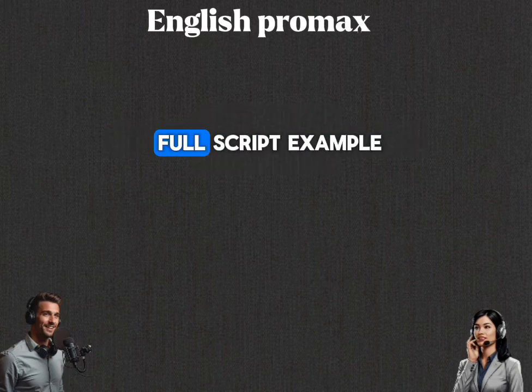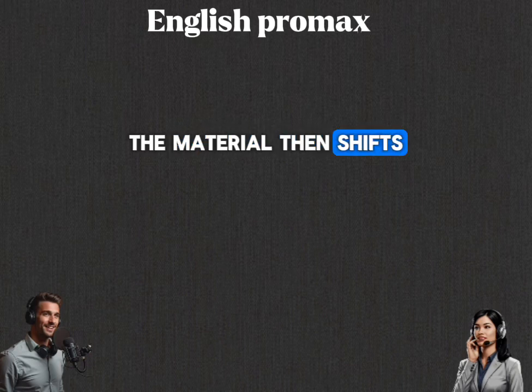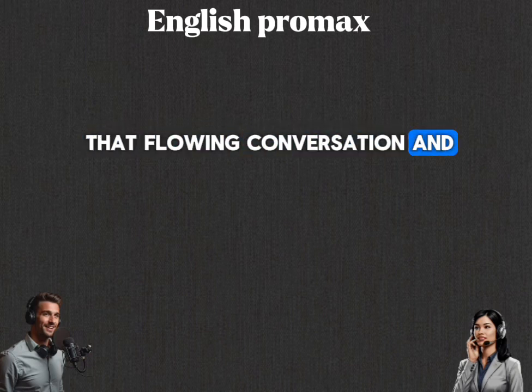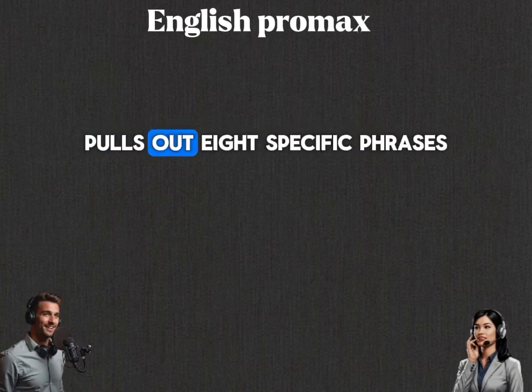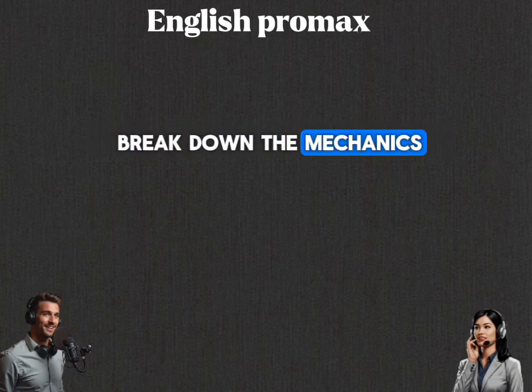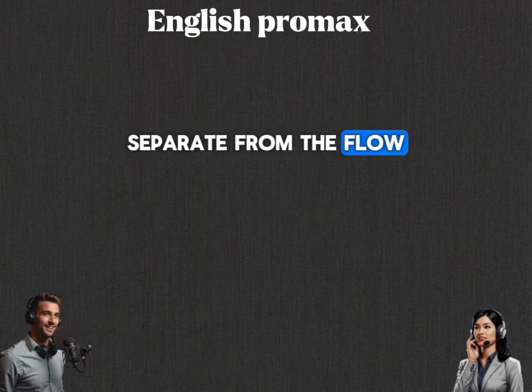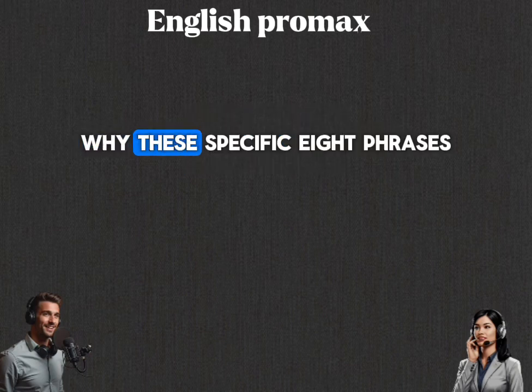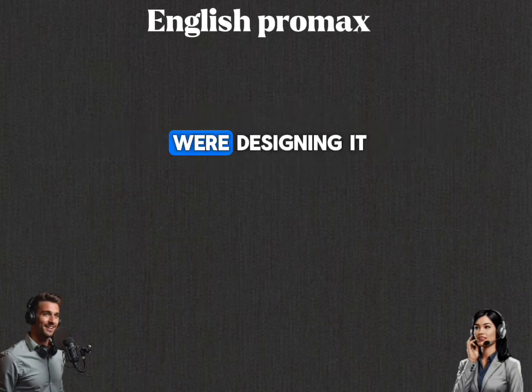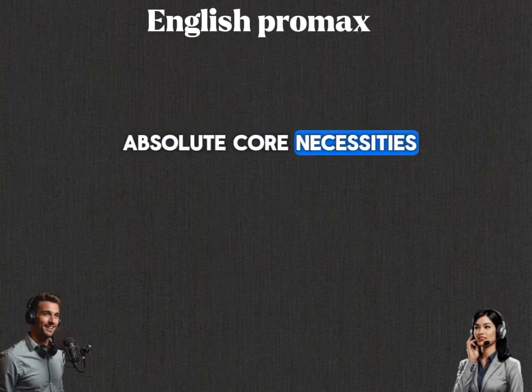Okay, so moving on from the full script example, the material then shifts into what it calls the teaching phase. It takes that flowing conversation and sort of atomizes it, pulls out 8 specific phrases. This is where they break down the mechanics. Right. They isolate the function of each phrase. This lets the learner drill the mechanics separate from the flow. But it's worth asking, why these specific 8 phrases? Yeah, if you or I were designing it, maybe we'd pick 10 or 15. Why just 8? It seems like a very deliberate choice to prioritize only the absolute core necessities.